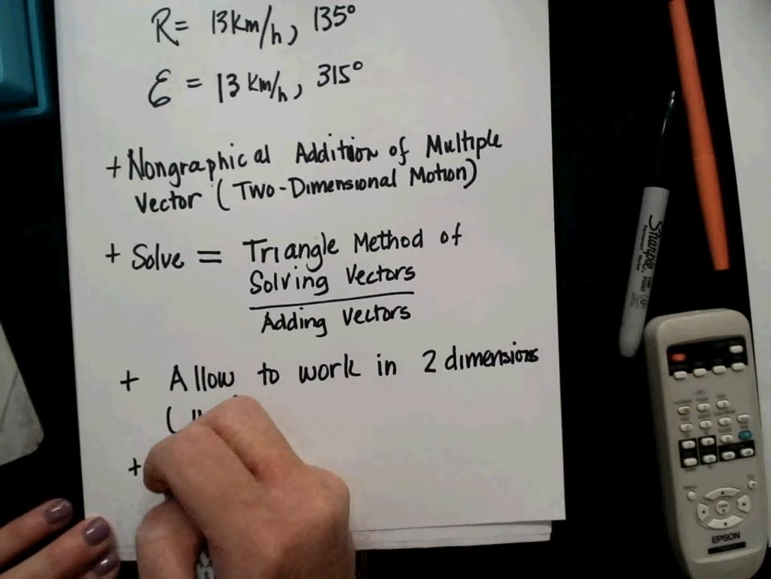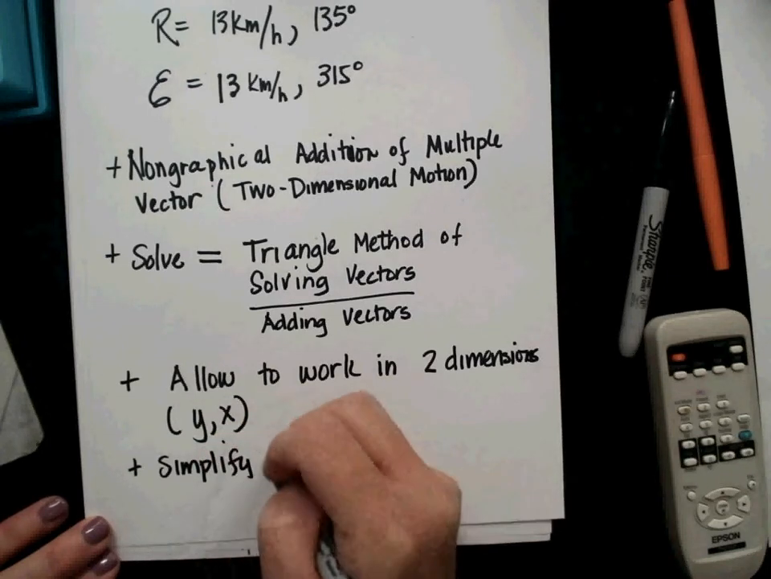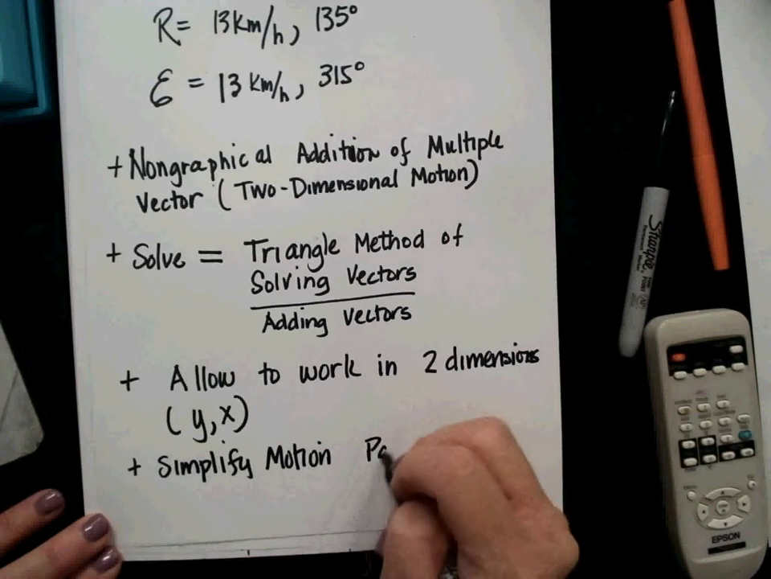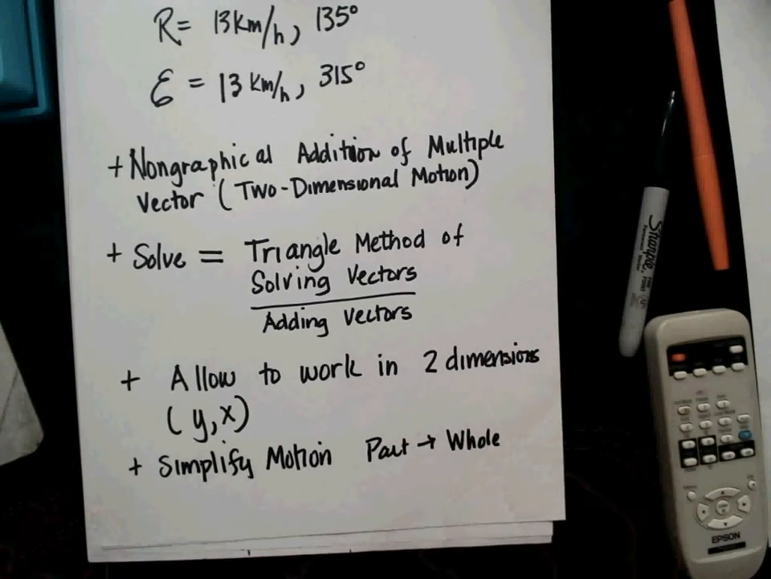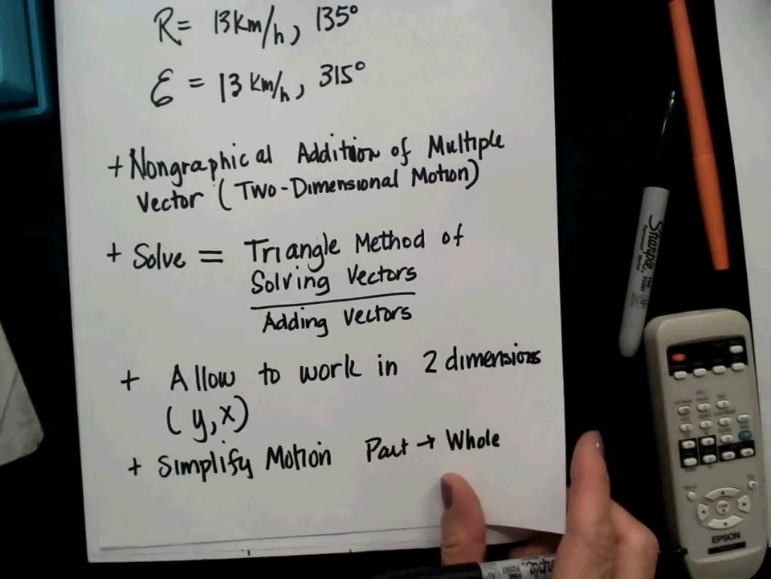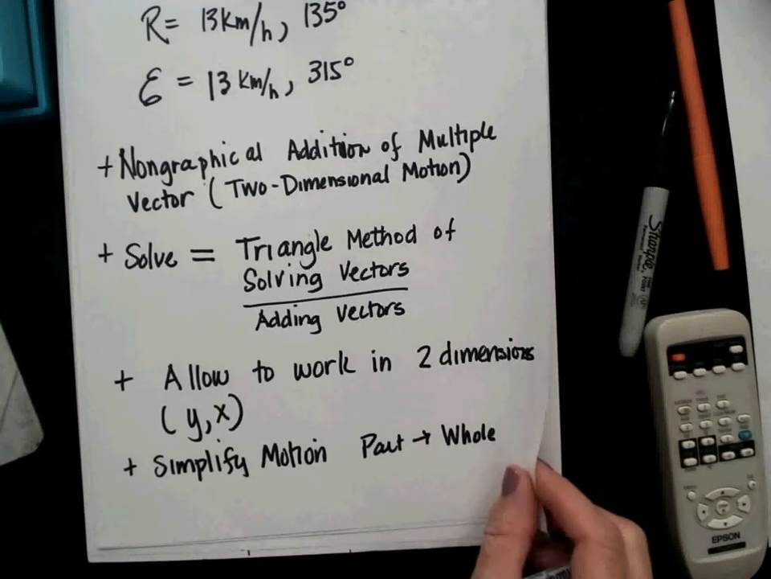And it really is a way to simplify motion, to look at its parts. So we're going to go part to whole. It'll let us do that. Okay, so I'm going to work you through two different types of problems. And we'll try to be really clear about what they are.